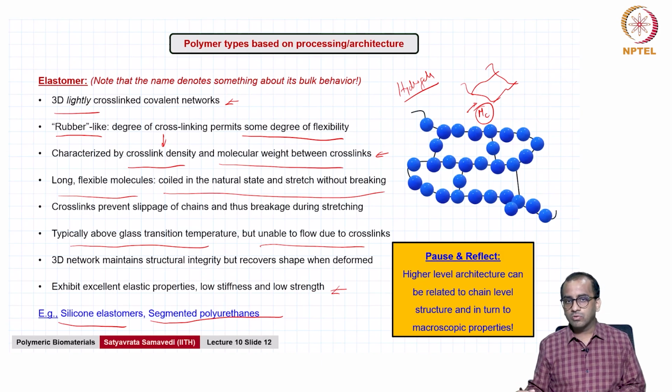So, one thing to do before we close this lecture is for you to think about how higher level architecture can be related to chain level structure, and in turn how that can be related to macroscopic properties. This is a recurring theme that we have seen in the last couple of lectures and more so in this lecture, and dwell upon that as we close this lecture.